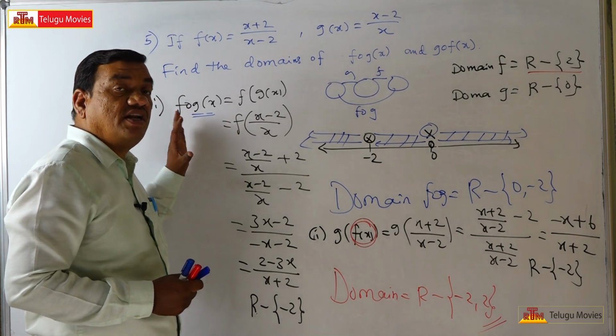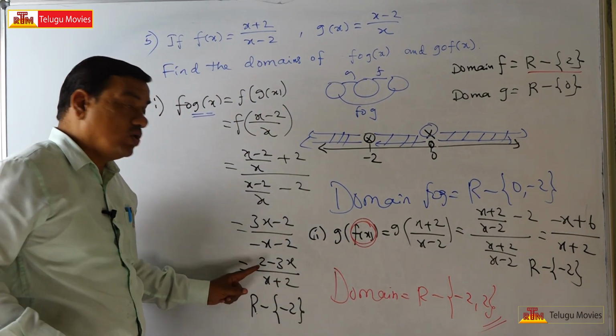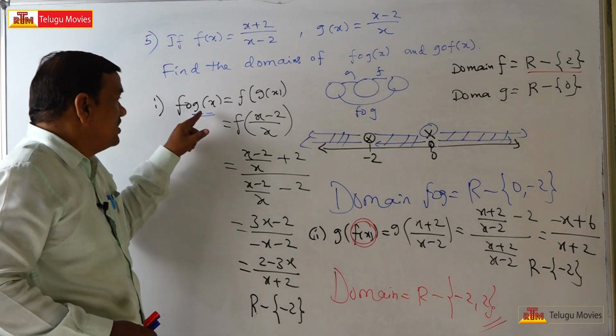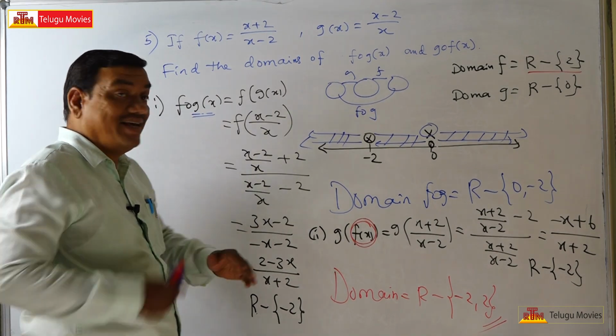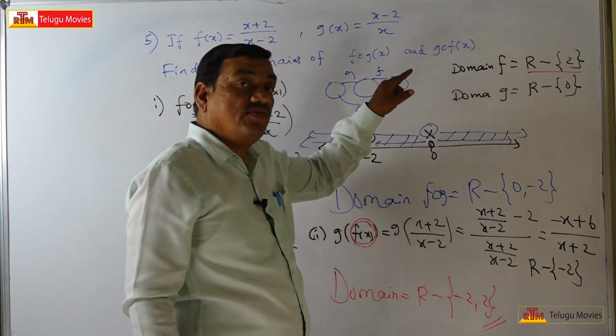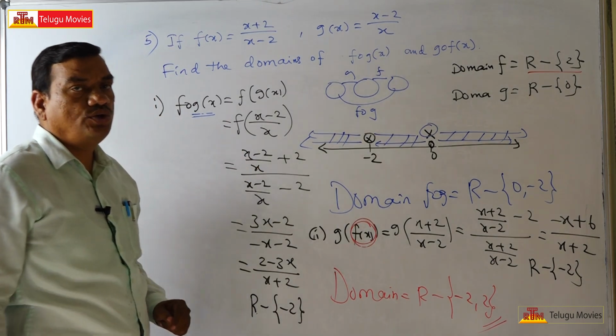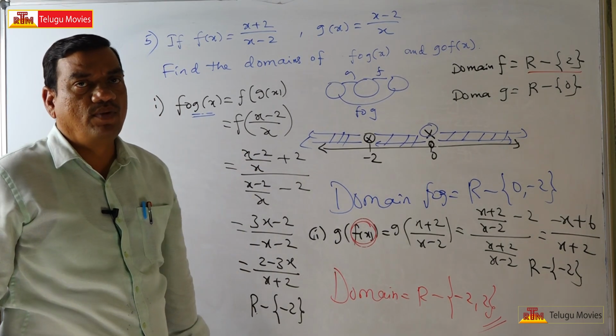So while finding the domain of f circle g and g circle f, don't conclude from this alone. See the domains of g, their intersection part. Here also, for g circle f of x, see the domain of f of x, their intersection part. Okay? I hope that you understand this solution. Let us go for the next problem.